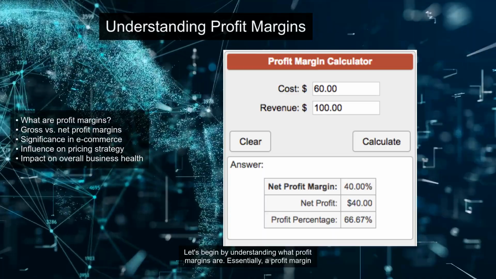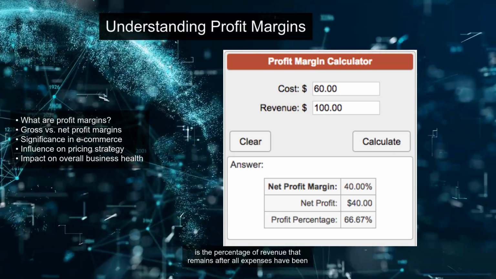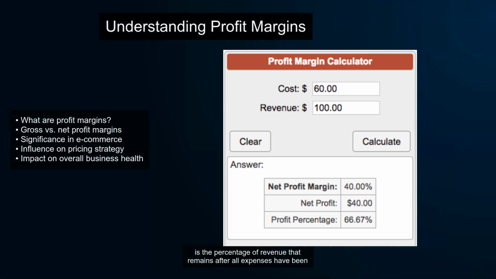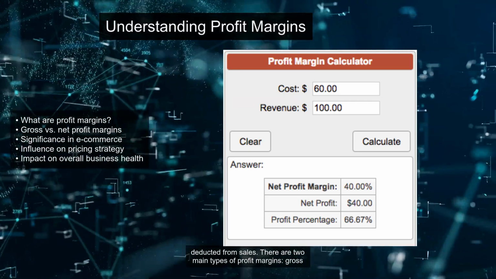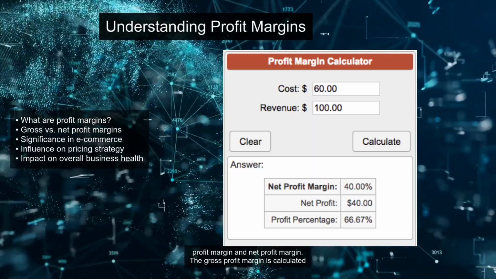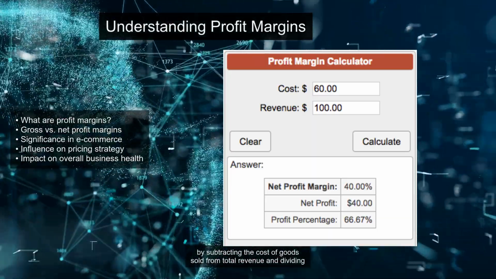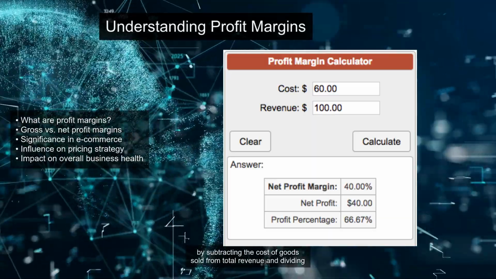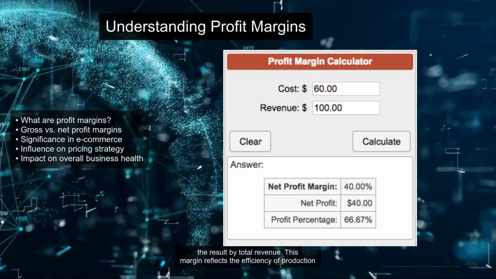Let's begin by understanding what profit margins are. Essentially, a profit margin is the percentage of revenue that remains after all expenses have been deducted from sales. There are two main types of profit margins: gross profit margin and net profit margin. The gross profit margin is calculated by subtracting the cost of goods sold from total revenue and dividing the result by total revenue. This margin reflects the efficiency of production processes.